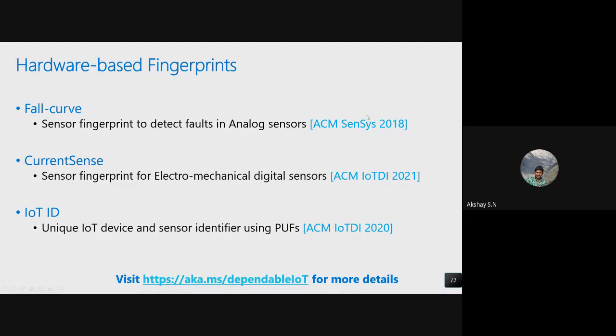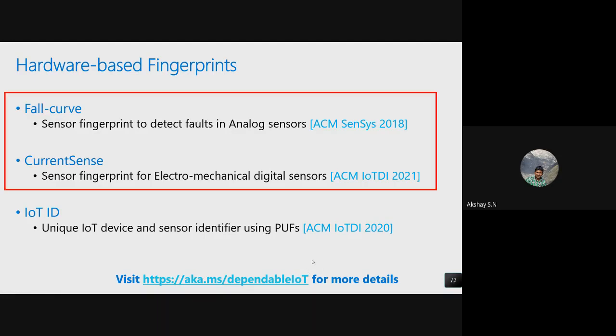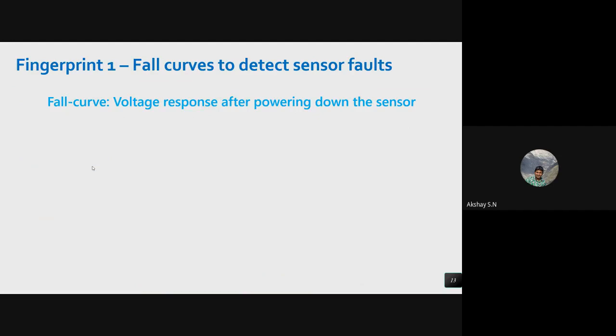If you are interested in any of these, please visit the website for the project, which has more details. Now, in this talk, I'll focus on these two fingerprints and show you how they work, how they can be used, and how they are deployed. Okay, so let me start with fault curves.